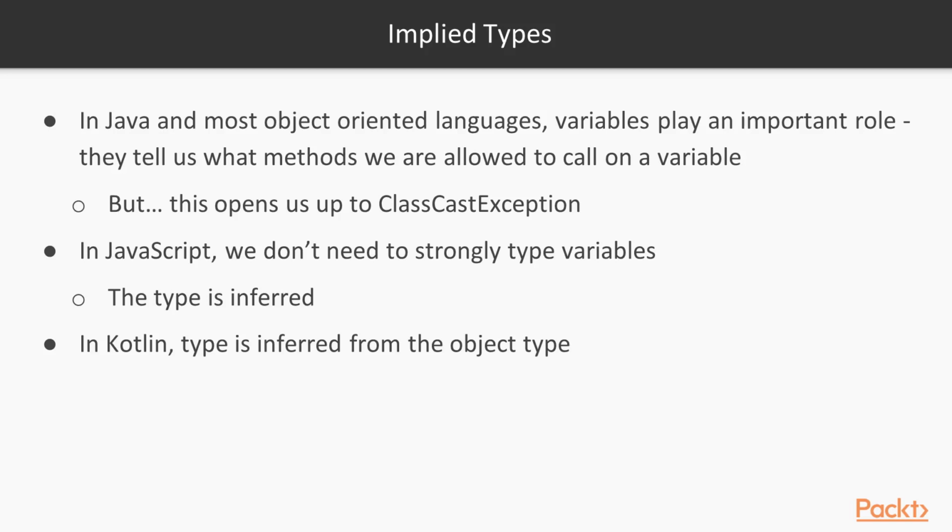Now JavaScript is not considered strongly typed. So we don't strongly type variables, we simply use an all-purpose variable type, and the type of variable is inferred from the data inside. Kotlin is more like JavaScript than Java, but it does have a lot of the advantages of Java as well, where we can do things like call methods on our variables. So in Kotlin, the type is inferred from the object type.